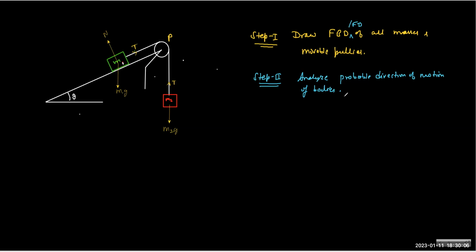So the next step is you must understand what could be the direction. So here M1 will have only two possibilities. Either it can go up the plane or down the plane, correct? And M2 can either go vertically up or vertically down, isn't it? And because both are connected, as M2 goes down, M1 has to go up the plane. There is no way out. Is this clear?